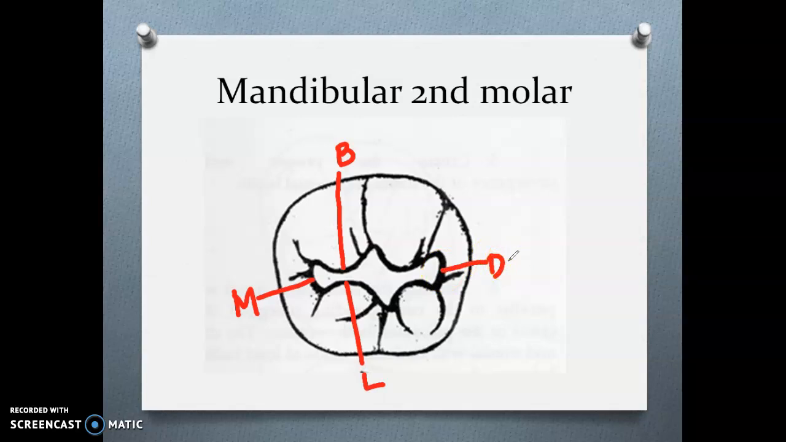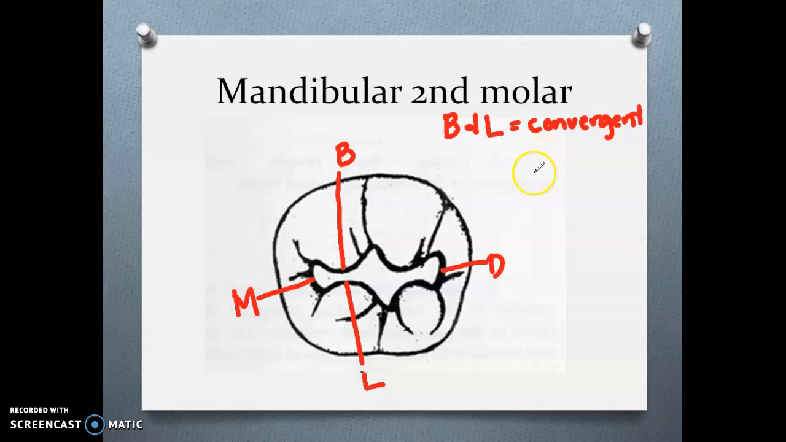Remember, we reviewed the walls, line angles, and point angles. For this preparation, the buccal and lingual walls should be slightly convergent towards the occlusal. Again, the buccal and lingual walls should be slightly convergent towards the occlusal. When you talk about convergence, in layman's terms, it's getting narrow.